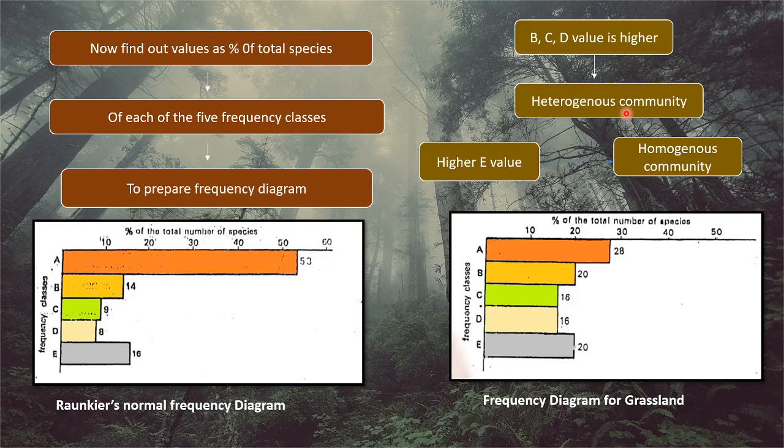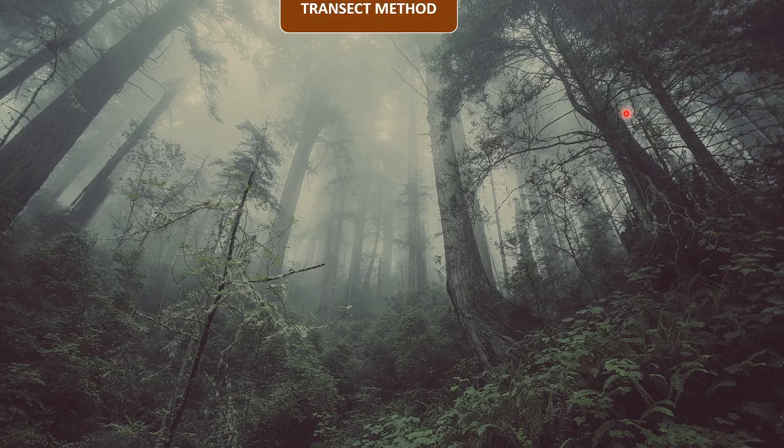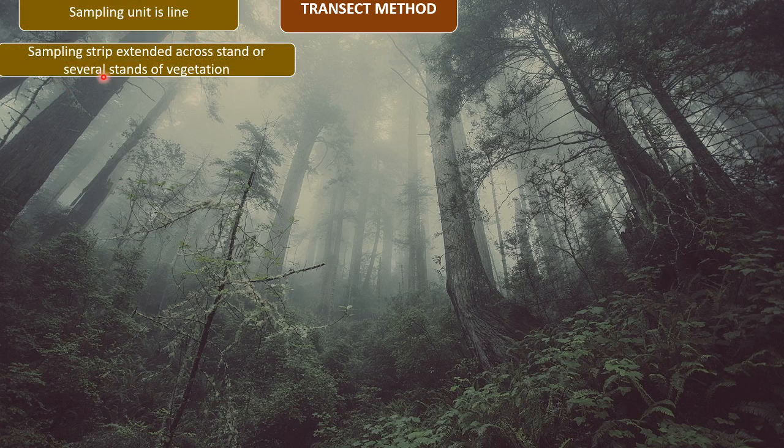So this is it about the quadrat method, the experimental quadrat method. Now we will understand the transect method. As I told, there is this quadrat method, transect method and point method. So the quadrat method is completed. Now we move towards the transect method. Here the sampling unit is a line, right? What will happen here is that a sampling strip is extended across a stand or several stands of vegetation.